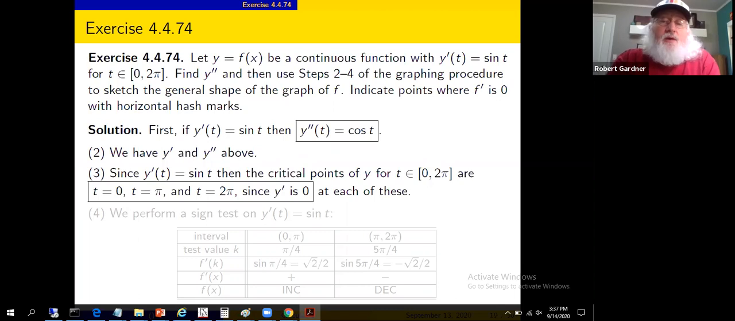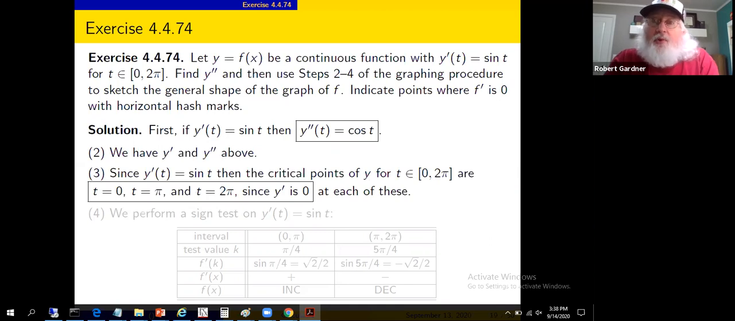Step 3, critical points in the interval 0 to 2 pi. So we've got the derivative is sine t. Where's the sine function 0? At integer multiples of pi. So it's 0 at pi, at 2 pi, at 3 pi, at 4 pi, at 5 pi, at negative pi, negative 2 pi, negative 3 pi. But only 3 of those are in this interval. So 0, pi, and 2 pi are in this interval. So these are the critical points of this function because the derivative is 0 there.